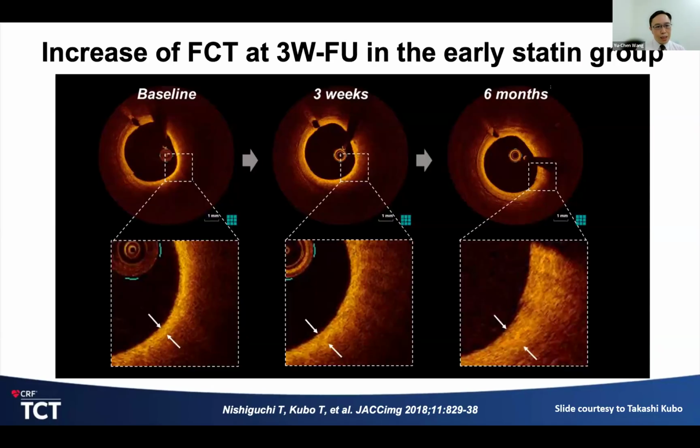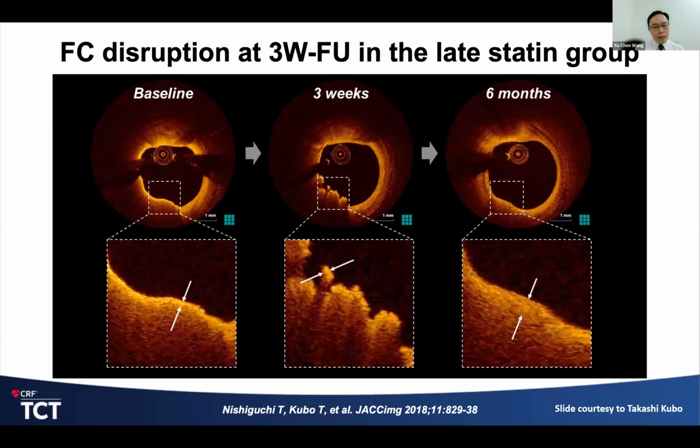And the representative figures in this study show that in the early group, the fibrous cap thickness continues to increase at 3 weeks and 6 months. However, in contrast, in the late group, we can see that the 3 weeks OCT show that the thickness of the fibrous capsule not only didn't increase, but even decreased with some endothelium disruption and microthrombosis formation.